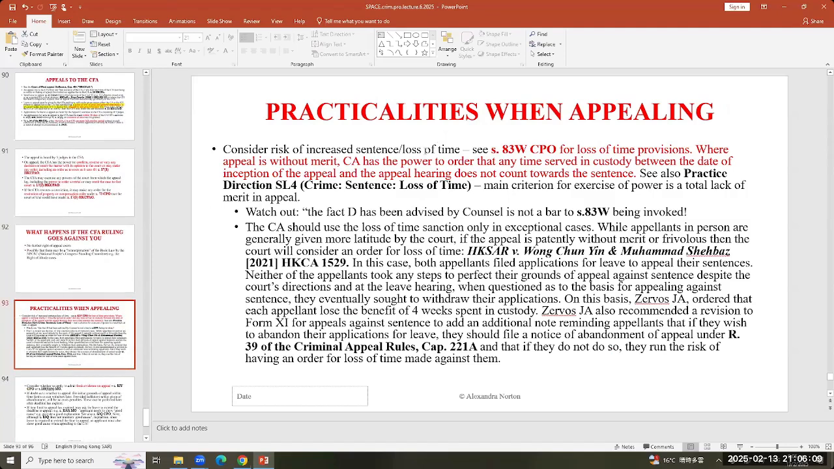Things to talk to your client about if you're considering appealing. You have to warn him that the sentence could be increased on appeal. You have to warn him that he could be sanctioned by losing time spent on remand, right? General principle, time on remand counts towards his release date. But if he brings an appeal without merit, one sanction the Court of Appeal can impose is that he loses the time that he's spent in custody between the filing of the appeal and the appeal date. But this is really just an exceptional circumstance.